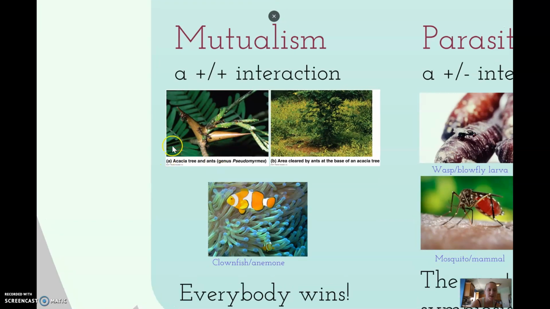Okay, so we've got an acacia tree and ants. So the ants actually live inside these thorns. So the acacia tree provides shelter, and then the ants help basically by aerating and fertilizing the tree so that it can grow larger. So the ants get a home in the thorns, and the acacia tree gets to grow larger. So if you can see that area cleared by the ants at the base of an acacia tree, it kind of eliminates all the competition, which is pretty awesome.